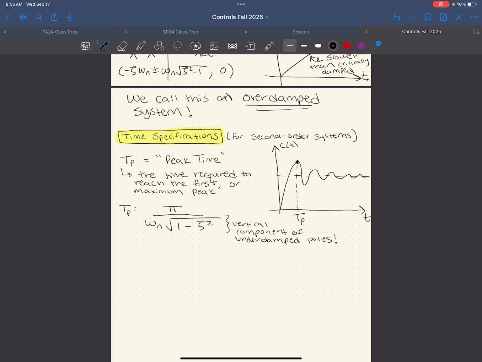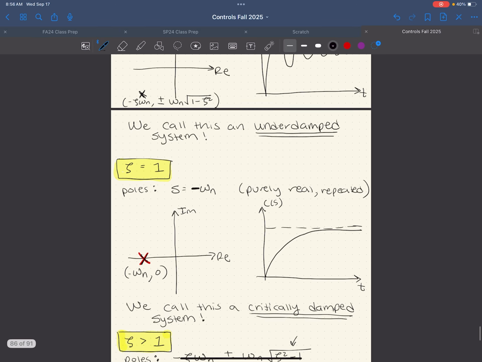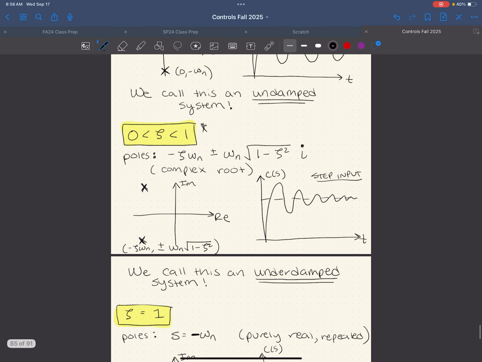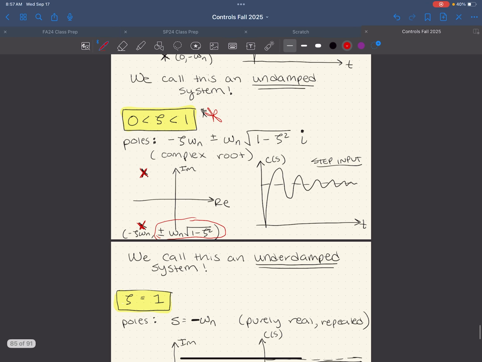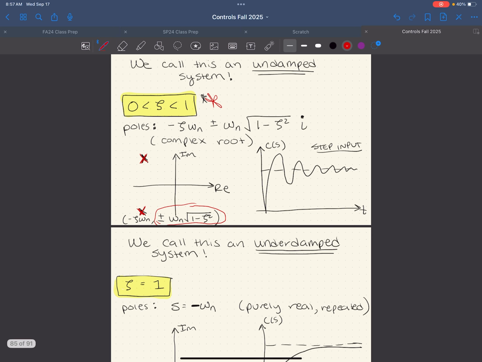Whoa, let's go look at what I mean by that. So I'm going to go back to where we defined our poles for an underdamped system. Let's go back to this underdamped system here. This is our underdamped system. Let's look at these poles. Pole here, pole here. What sets the vertical component? This thing. Omega n square root 1 minus zeta squared. That is the denominator of our peak time.